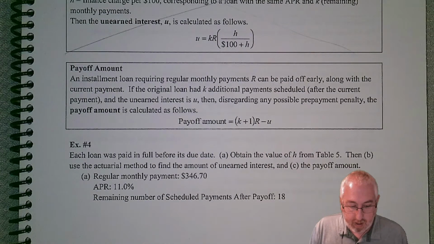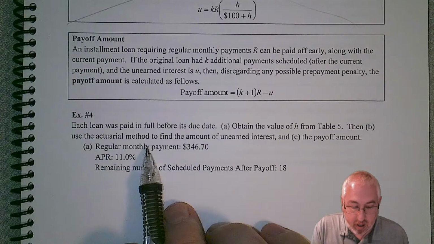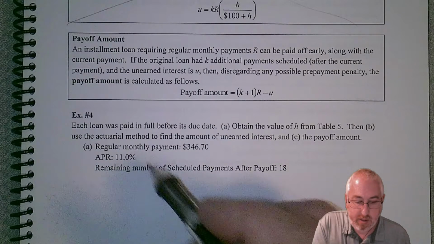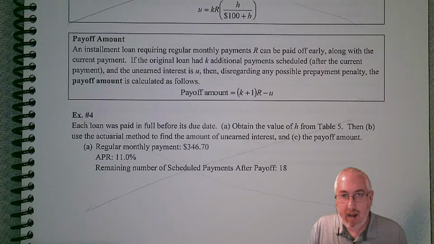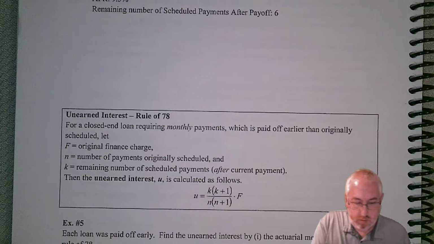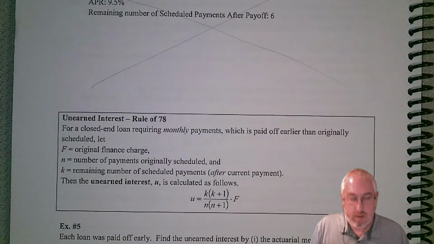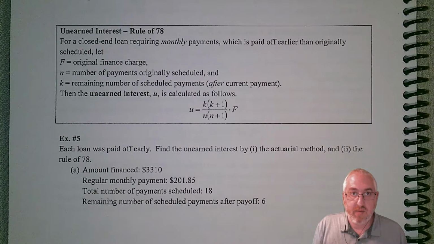Because this question here has to do with the actuarial method, we're going to skip it. I'm going to jump to the next example, which is not this one, and we're going to go right into the unearned interest in the Rule of 78.